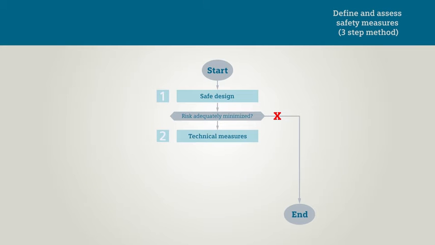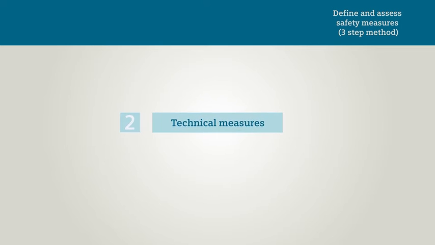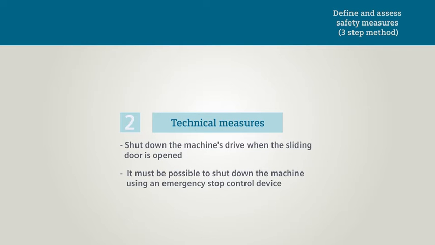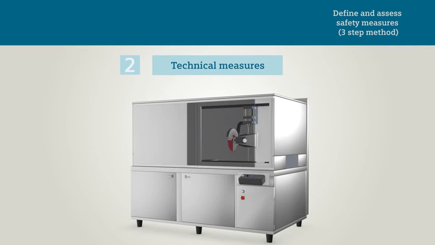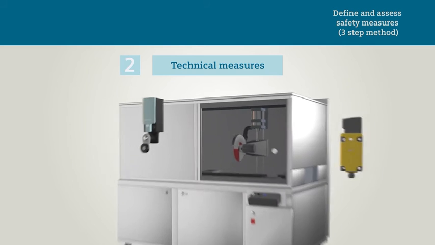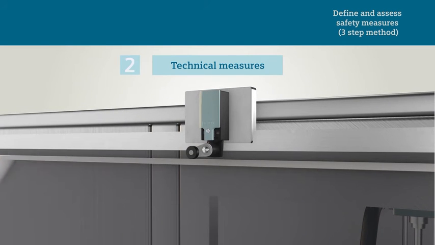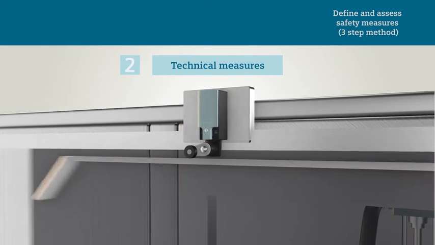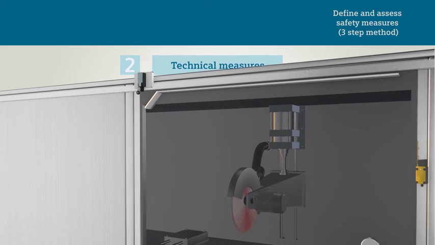In the second step, you define the following technical measures. The machine's drive must be shut down when the sliding door is opened. In addition, the machine should be shut down by an emergency stop actuator if an unforeseeable situation occurs. But which measures are available to make our example machine safer? The door is monitored by position switches. With a position switch's appropriate assessment and response, you achieve the machine's standstill when opening the protective doors.